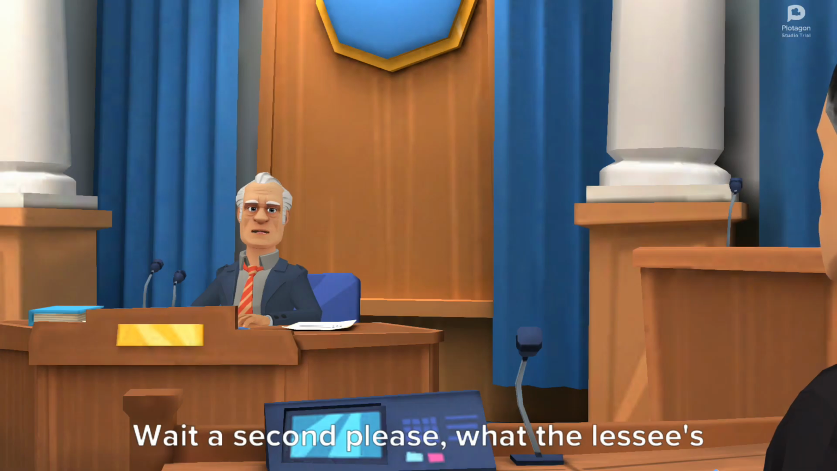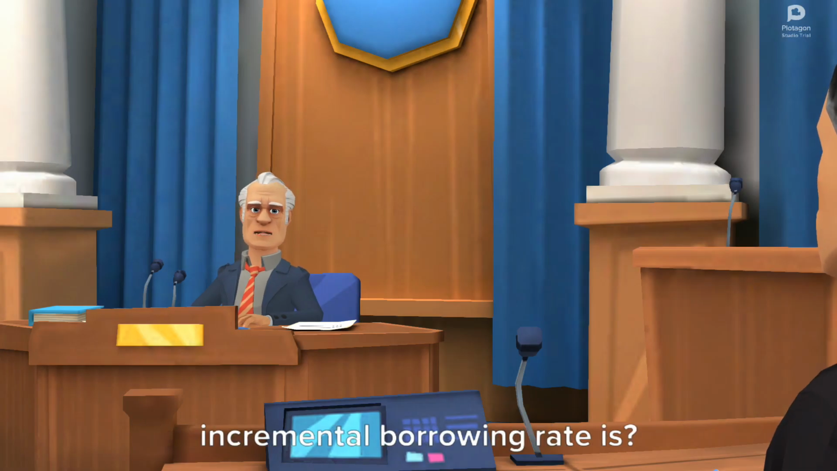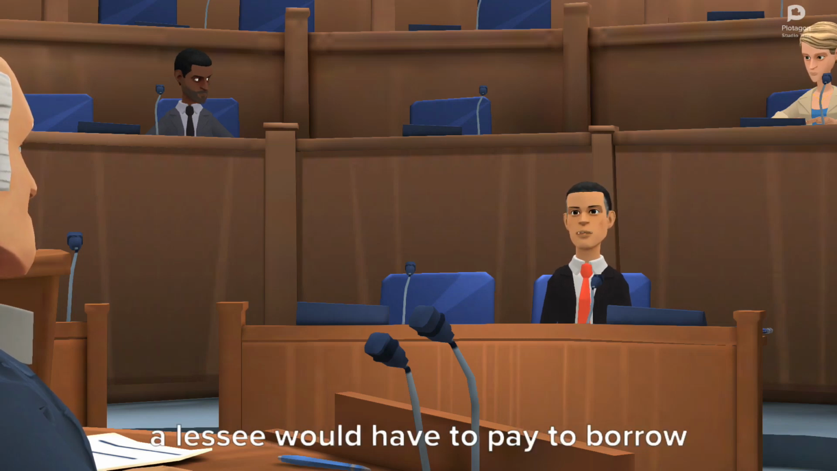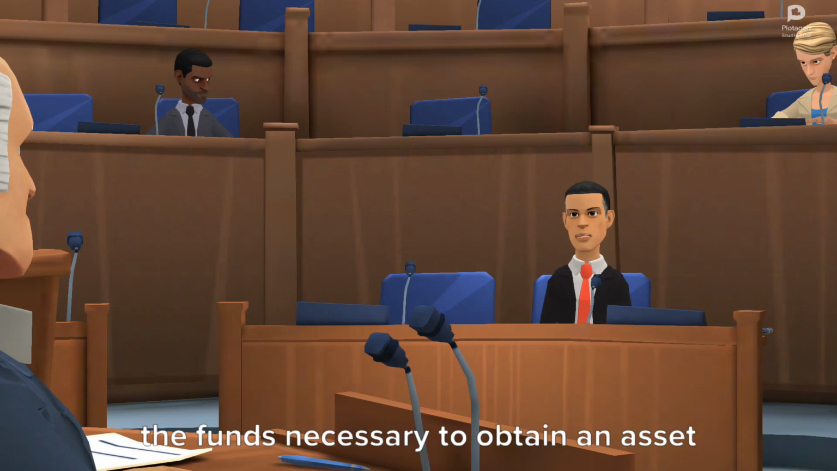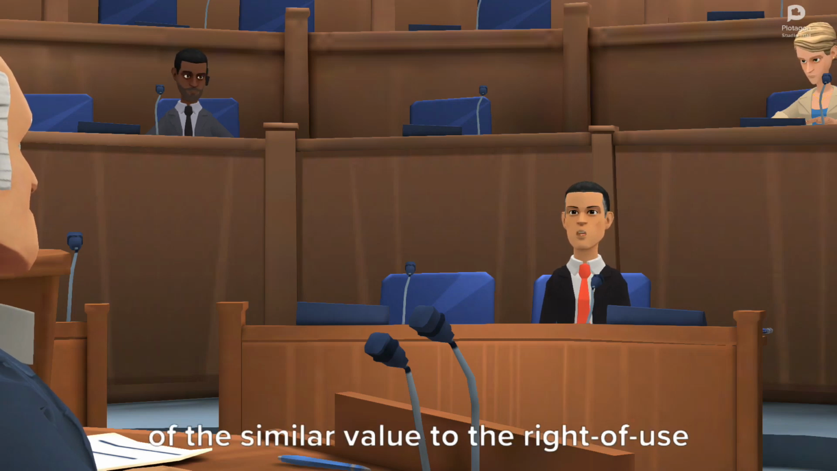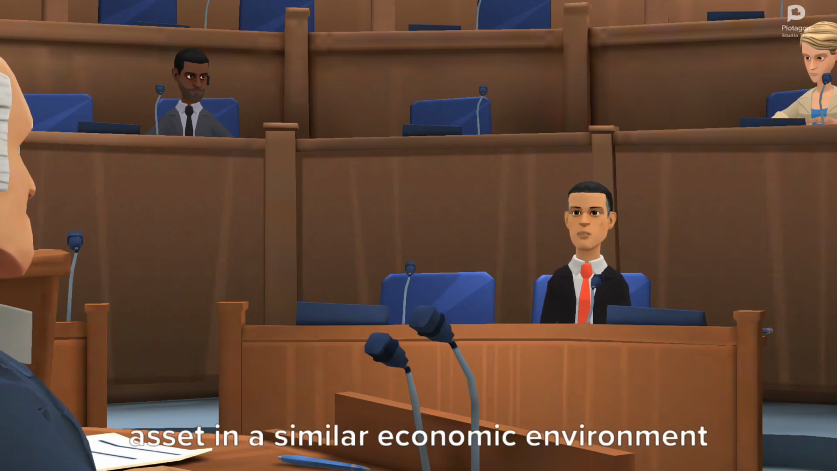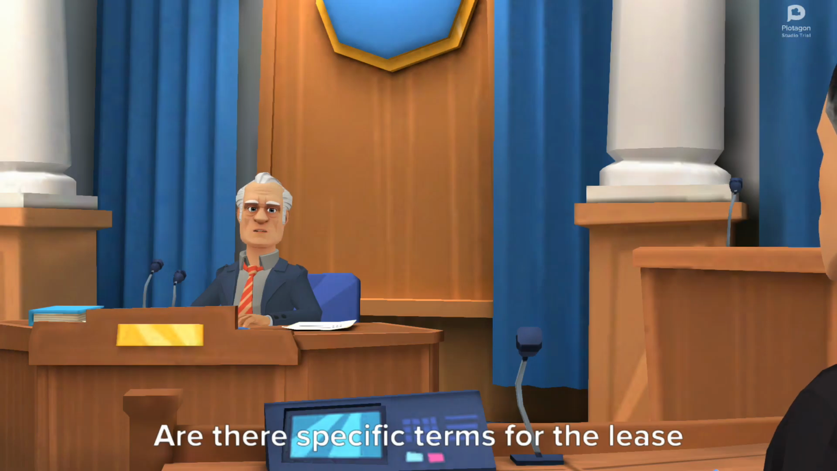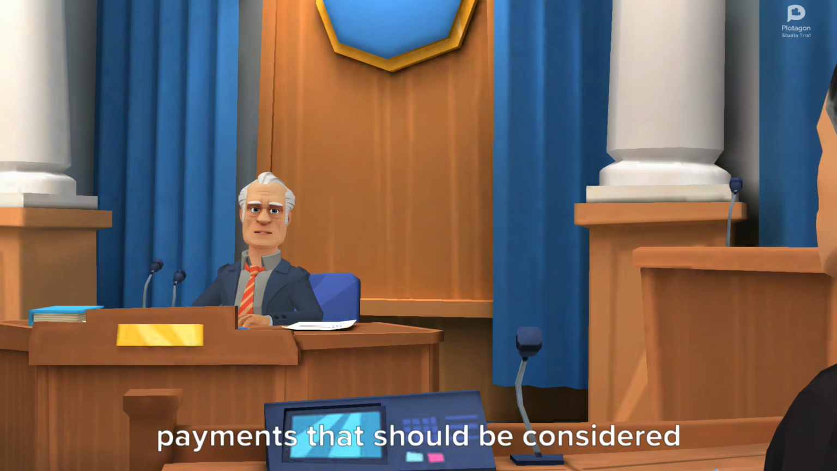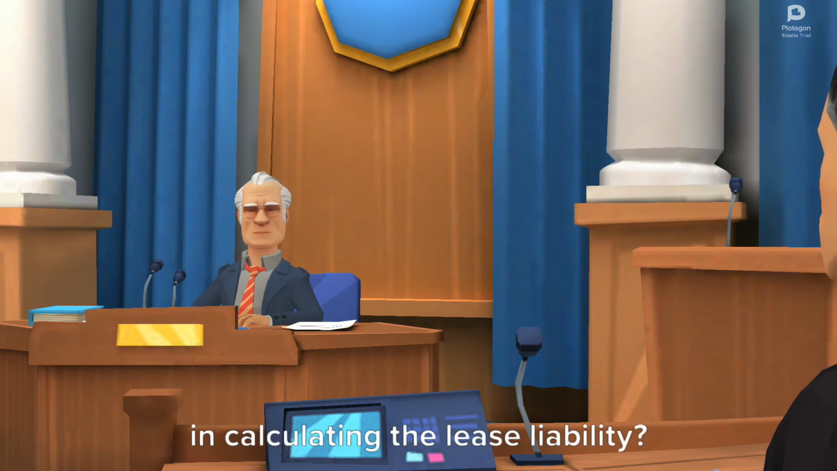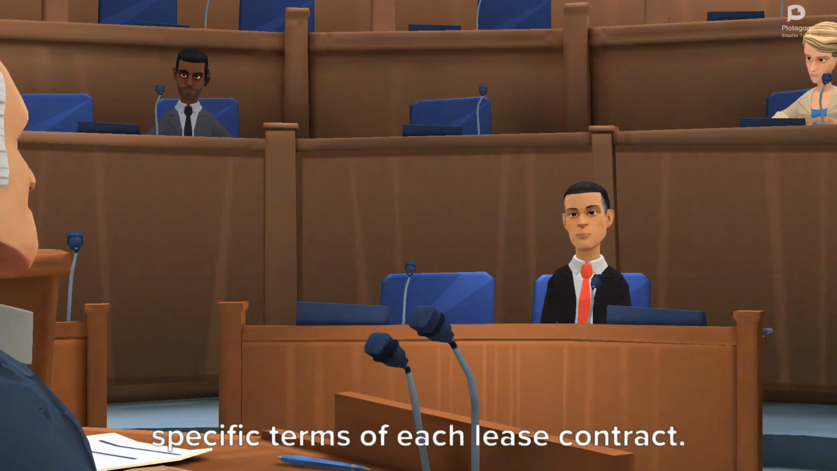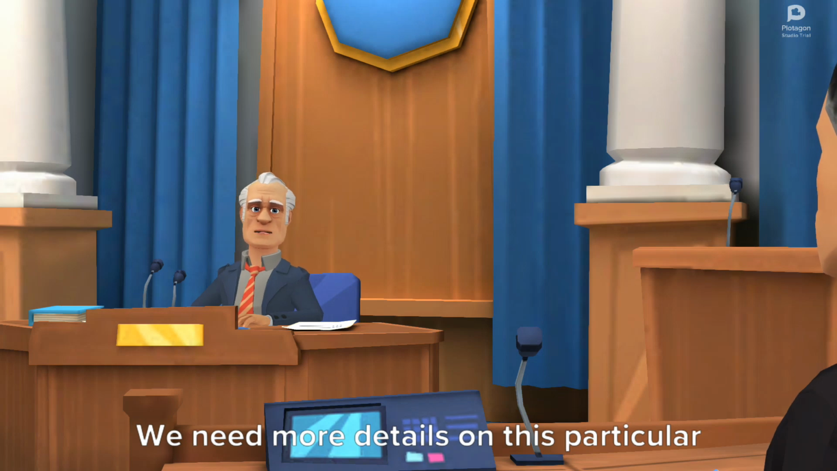Wait a second please, what is the lessee's incremental borrowing rate? The lessee's incremental borrowing rate is the rate of interest that a lessee would have to pay to borrow the funds necessary to obtain an asset of similar value to the right-of-use asset in a similar economic environment over a similar term and with a similar security. Are there specific terms for the lease payments that should be considered in calculating the lease liability? The lease payments used to calculate the lease liability depend on the specific terms of each lease contract. We need more details on this particular item.